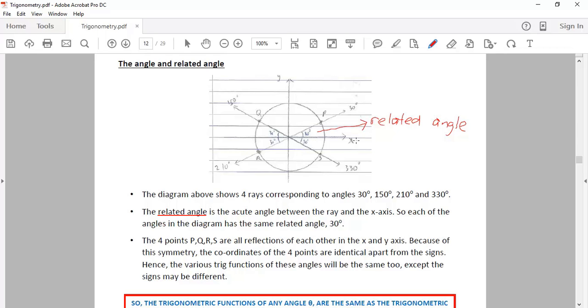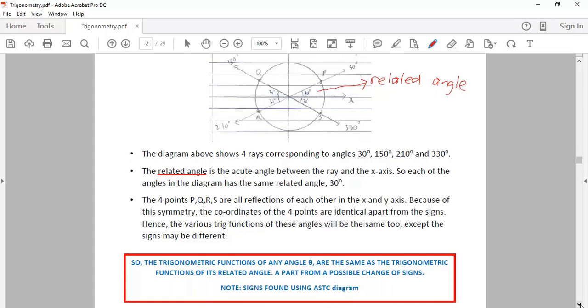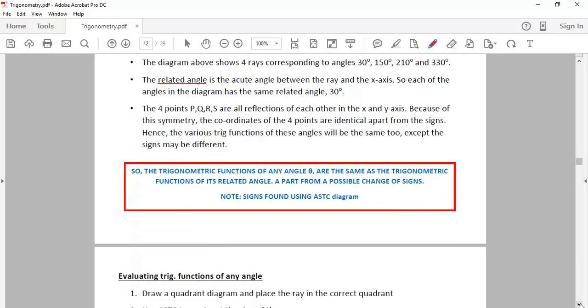So remember it goes around, so 0 degrees, 90, 180, 270, so it goes around clockwise. It's important to note that if you pick the sine, cos, or tan of the same angle, they're pretty much all the same magnitude, it's just a different sign based on which quadrant it's in. So the trigonometric functions of any angle theta are the same as the trigonometric functions of its related angle. Apart from the sign changes, it's the same magnitude as I said earlier.